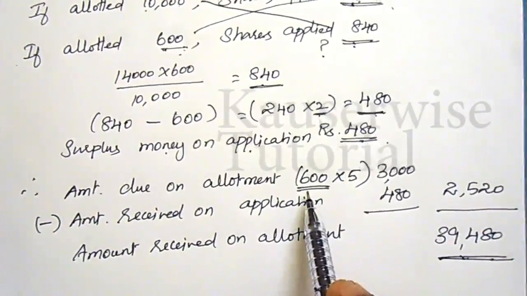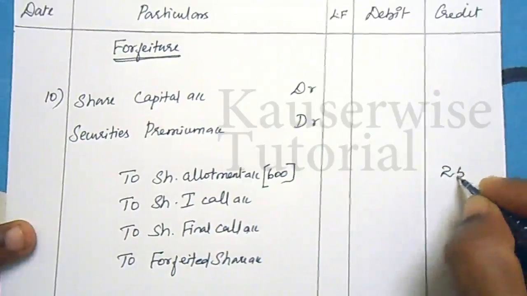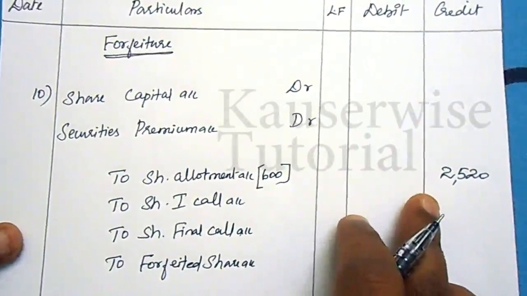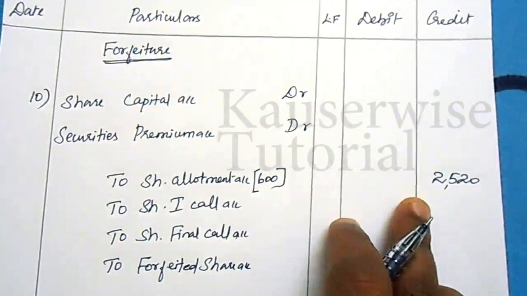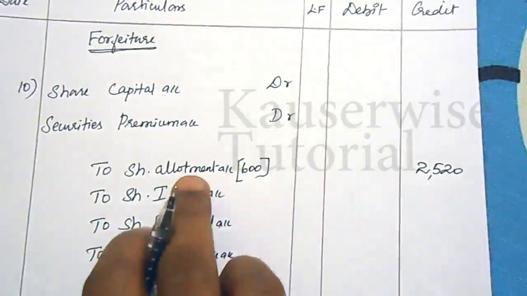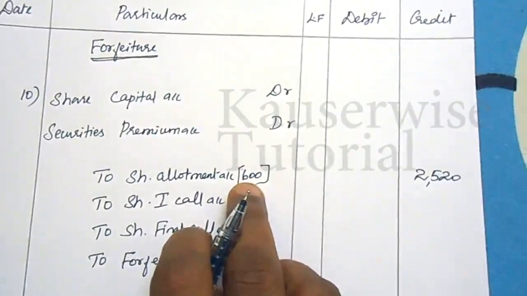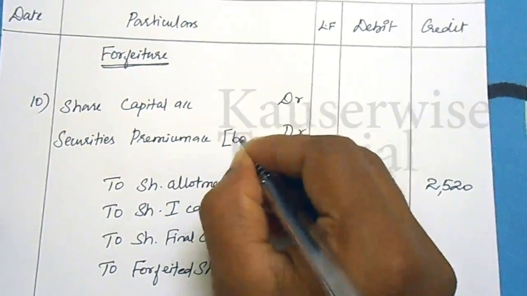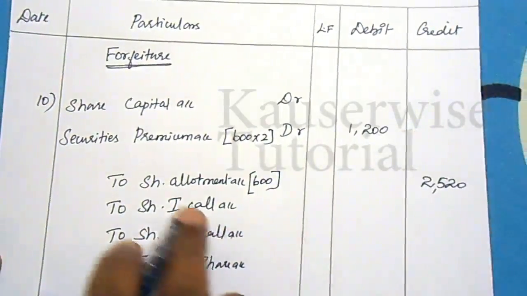For 600 shares, how much amount he has failed to pay? 2520. Okay, so on allotment. So in allotment we have premium. The shares can be issued in three different forms: at par, at premium and at discount. So whatever it is, in case of a premium and discount, that will be adjusted towards allotment. Here 600 shares fails to pay, no. So in that premium also is there. So what is the premium value? 2 rupees, no. So debit that premium. 600 into 2 rupees, 1200. Okay, so allotment is over.